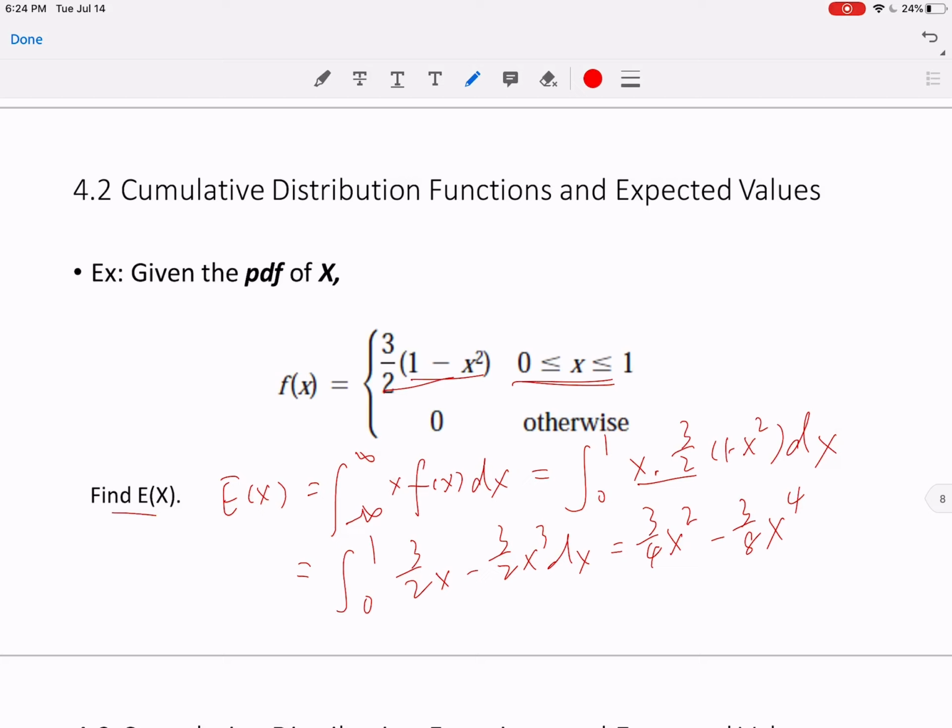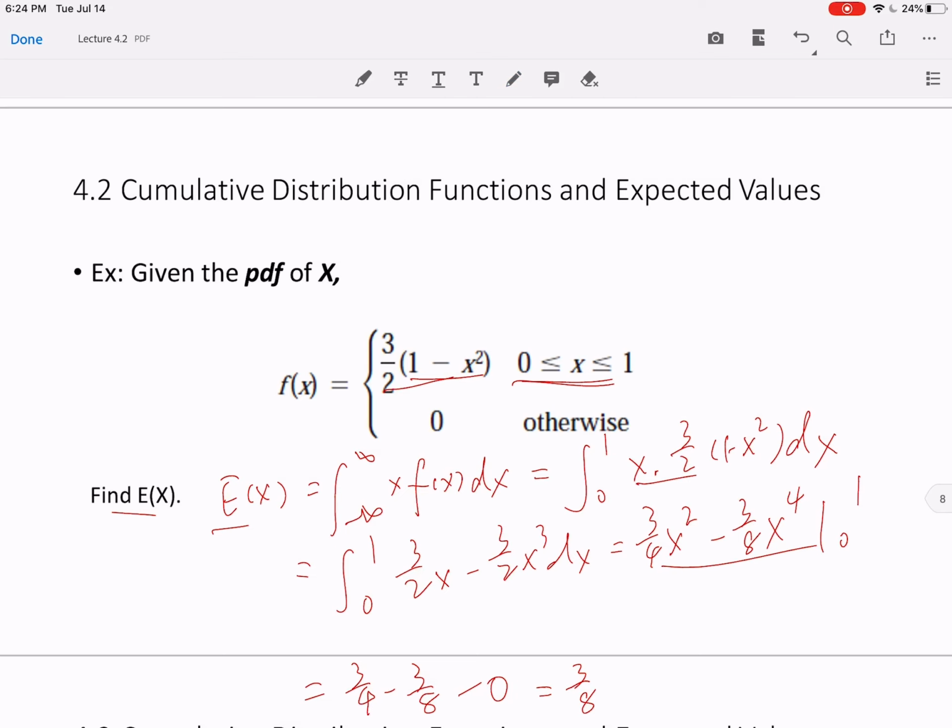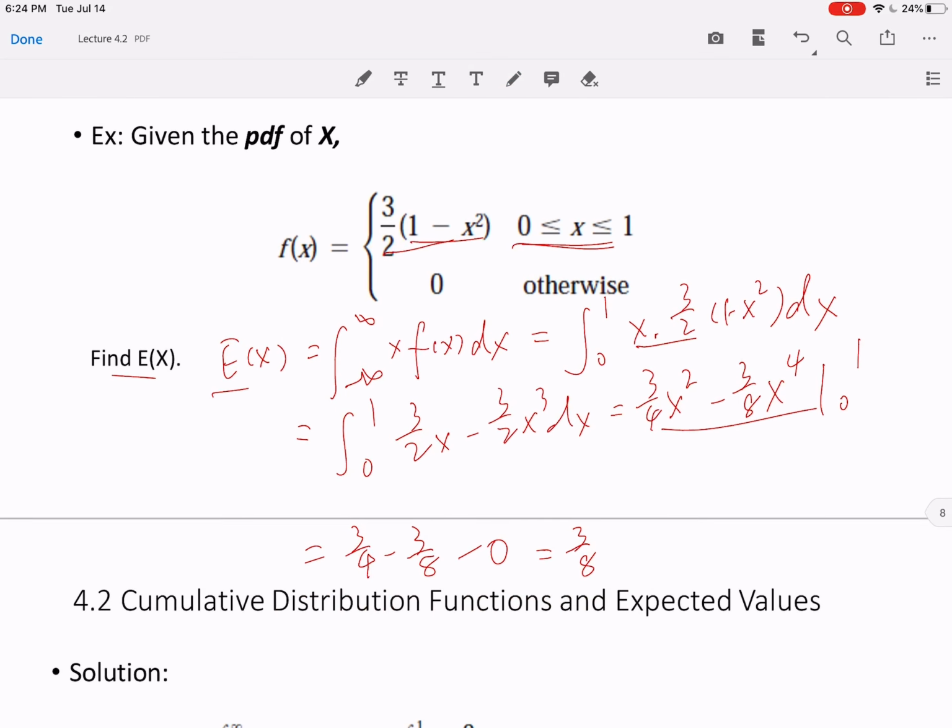So just like the power rule, from 0 to 1, if you plug the upper bound back into that, it's going to be 3 over 4 minus 3 over 8. And if you plug 0 back into inside of this part here, you got 0. So again, minus 0. So the answer would be 3/8. And that's how we find the expected value of a continuous random variable with the given PDF.